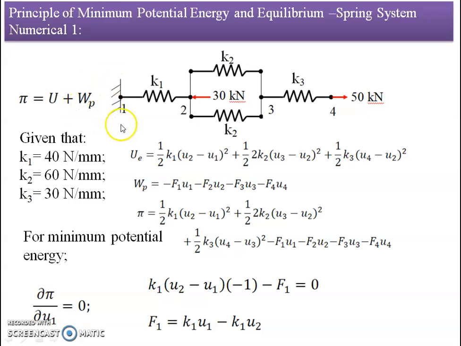So here the system given is a spring system where the springs are arranged in series and parallel at respective nodes. Node 1 is fixed and node 4 is a free end. Between node 1 and 2 there is a spring with spring constant K1, between node 2 and 3 there are two springs, each having spring constant K2, and between node 3 and 4 one more spring is attached, having spring constant K3.